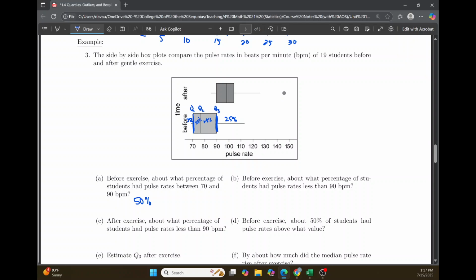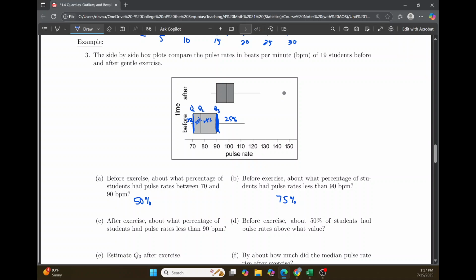Here are my solutions. For part B, it says before exercise, so still looking at that bottom box plot, about what percentage of students had pulse rates less than 90 beats per minute. Less than 90, so less than this marker right here, that would be 25 plus 25 plus 25, 75%, right? 75% of the values are below Q3.